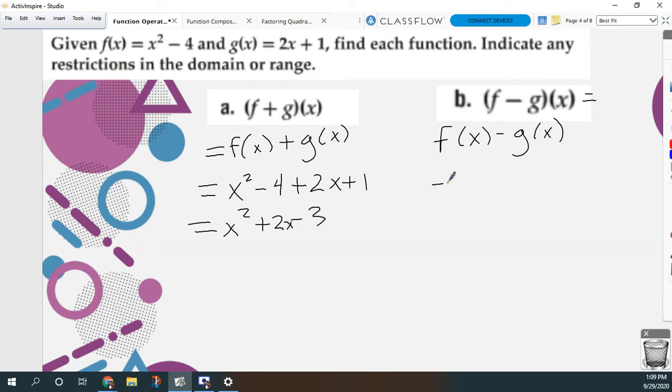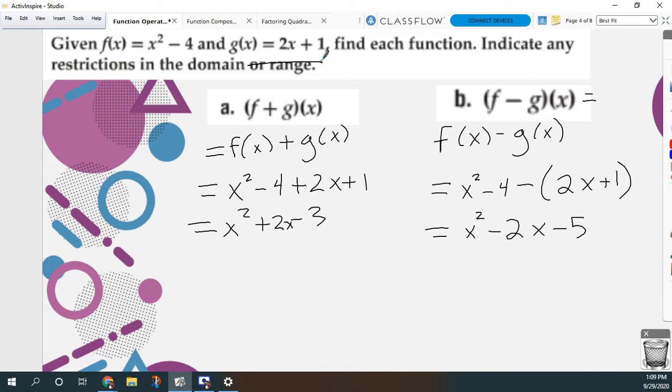And on our second one, we're subtracting. So we have x squared minus 4. This time we're subtracting g of x. So we do need to be careful with that because a lot of people will make the mistake of just putting the negative with the 2x and not distributing it to the 1 as well. And then notice that they ask us to indicate any restrictions in the domain or range.